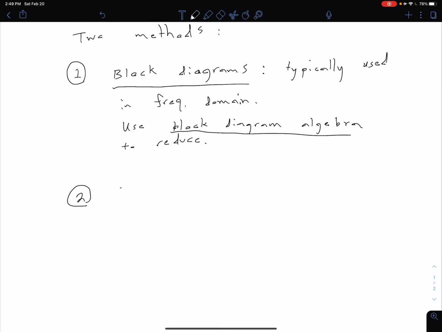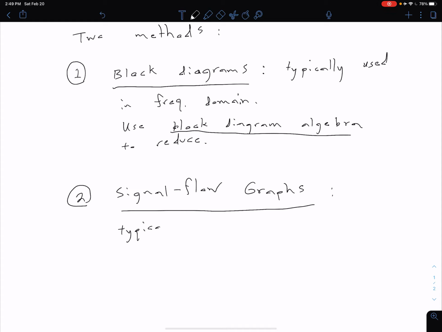The second is going to be using something called signal flow graphs. Signal flow graphs are typically going to be used in something called state space. We've actually skipped over that. If we have time at the end of the semester, we're going to come back and talk about this. But typically used for state space analysis. We can think of state space as just being another option as opposed to doing analysis in the frequency domain. So again, we'll come back to this if we have time.